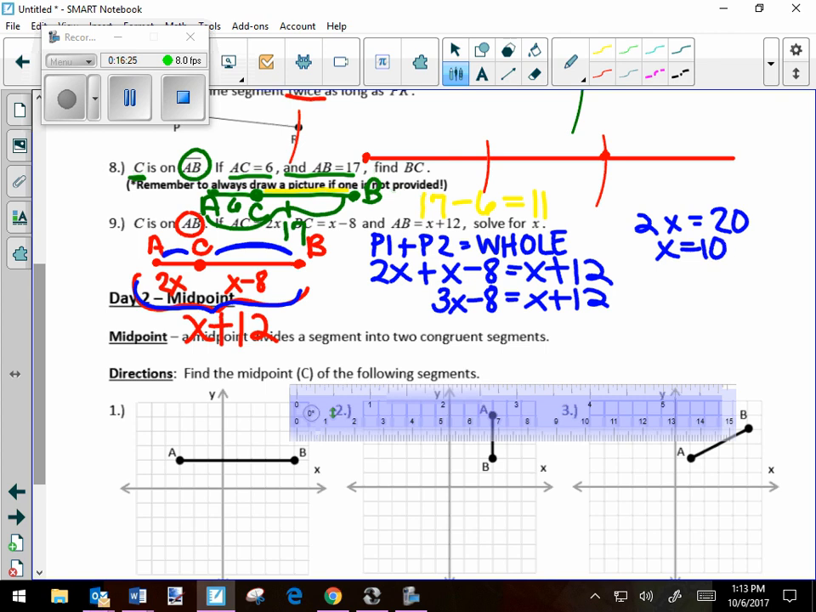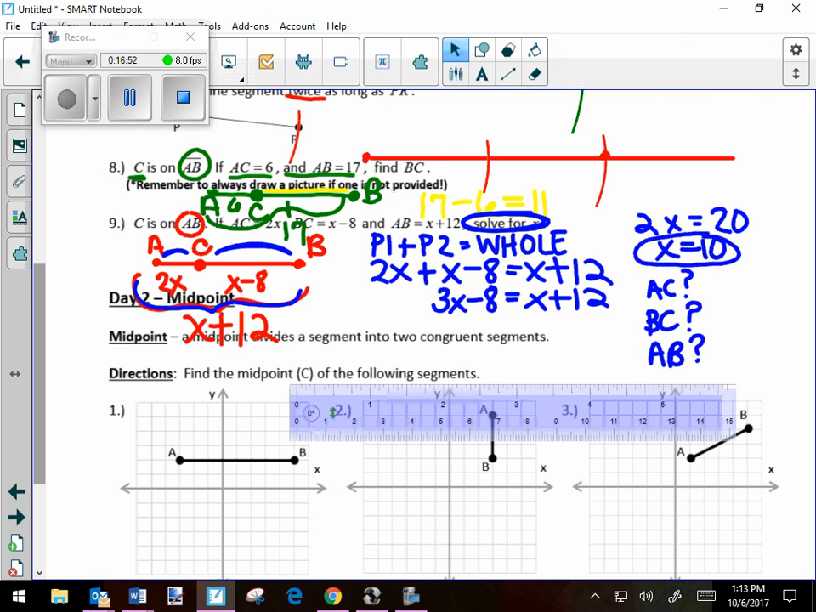Be careful, in this question they did tell us to solve for x. Sometimes though they may want you to go back and answer things like how big is AC, and you have to substitute in. How big is BC, and you have to substitute in. How big is AB, and you have to substitute in. So don't be surprised if you need to go back and do some substituting to answer their question. That was not the case here. This was our answer, but you may need to go back and do that.